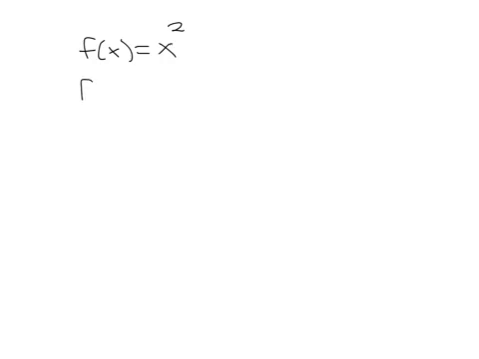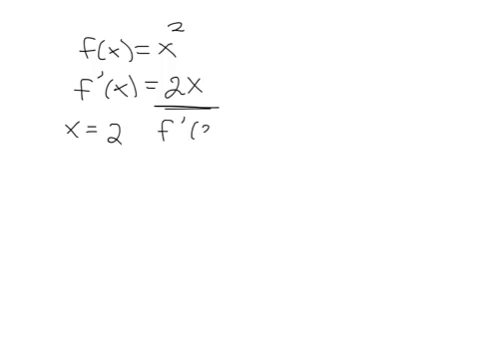So we have f prime of x is equal to 2x. This represents the gradient function at any given point. So for example, if x was 2, then we know f prime at 2 would be 4. This would be the slope of the tangent line at x equals 2.